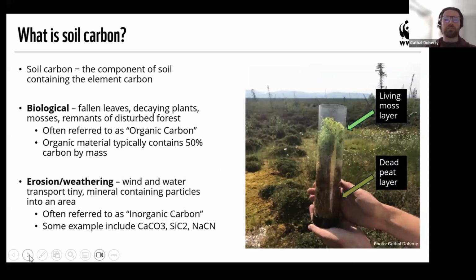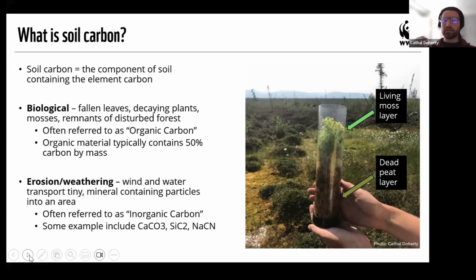So when we discuss soil carbon specifically, we're referring to the component of the soils that contain the element carbon. And as Clara mentioned previously, carbon is everywhere. It comes from life, which converts atmospheric carbon into plant tissue. On the photo on the right here, this is a clear core taken from a peat bog in the Sawtooth region of Northwest Territories in Canada. You can see the living moss layer on the top there grows above the decaying moss layer that's slowly becoming peat, which is a type of soil that really resists decomposition.